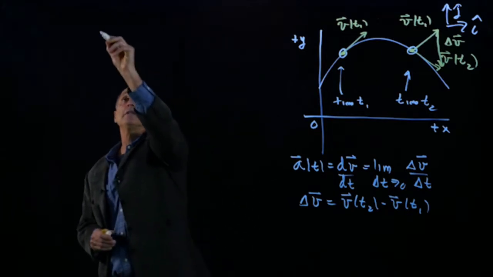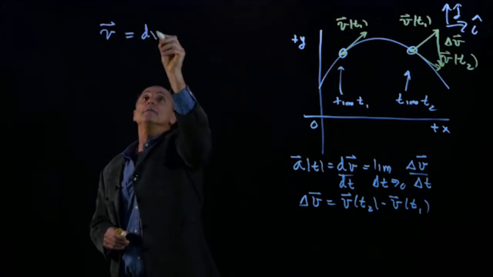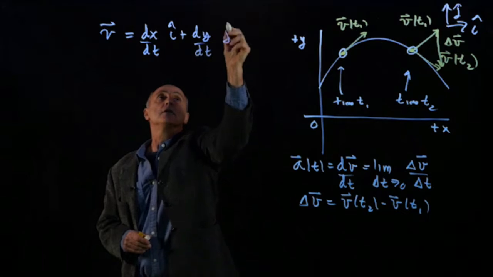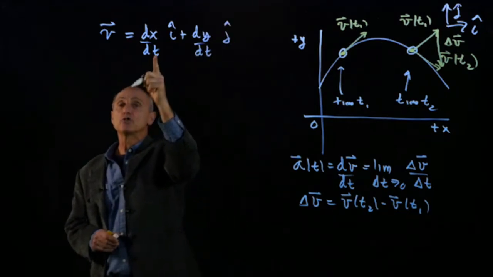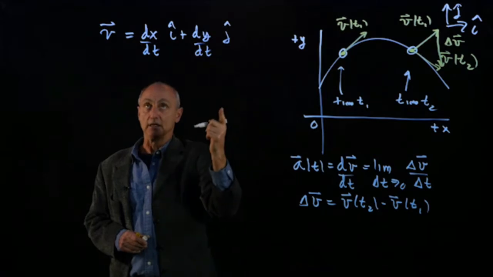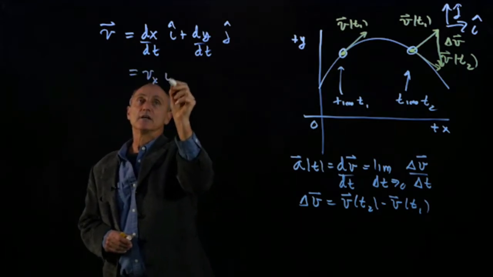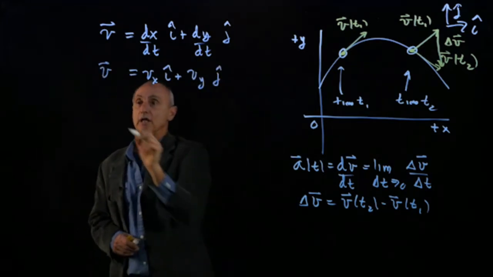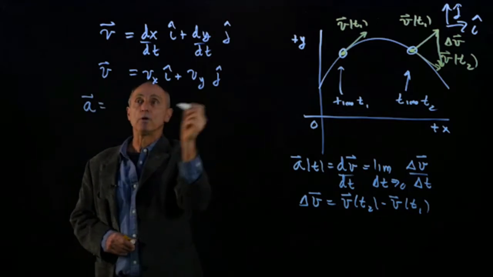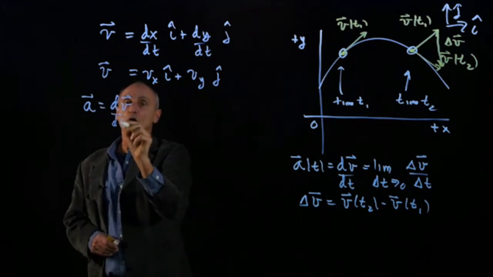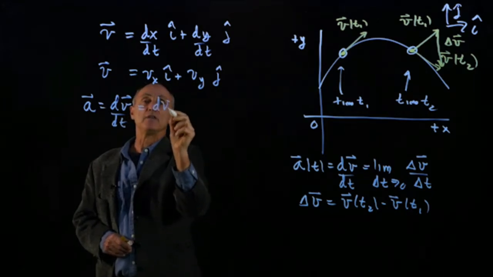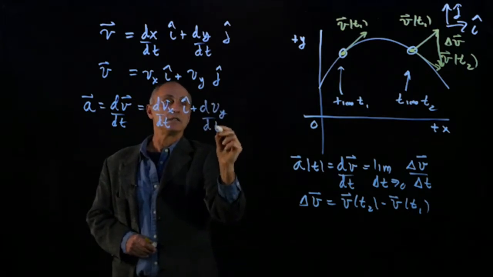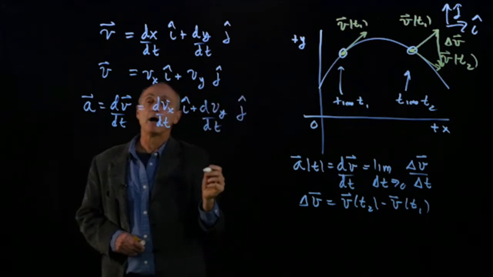And so when we write the velocity as dx/dt i hat plus dy/dt j hat, and we're now treating each direction independently, we call this vx i hat plus vy j hat. So that's our velocity vector. Then our acceleration is just the derivative of the velocity. We take each direction separately, so we have dvx/dt i hat plus dvy/dt j hat.